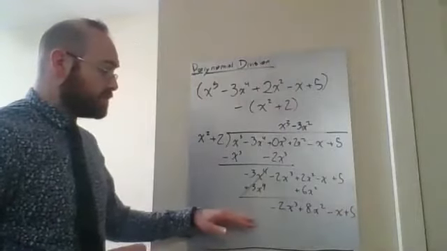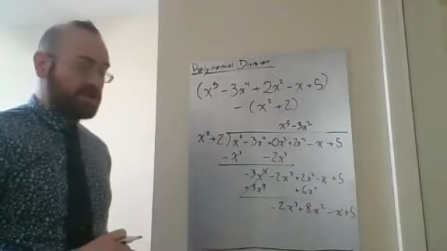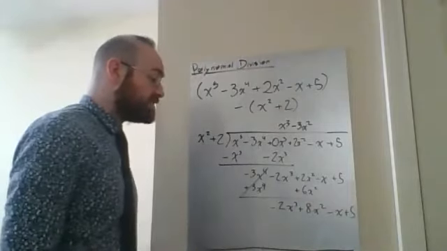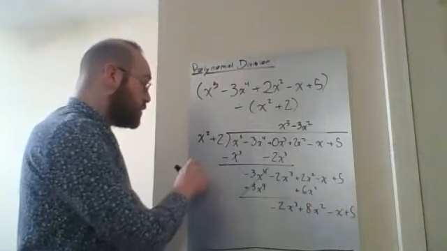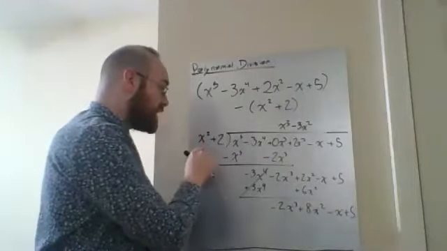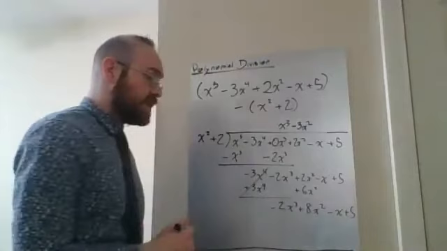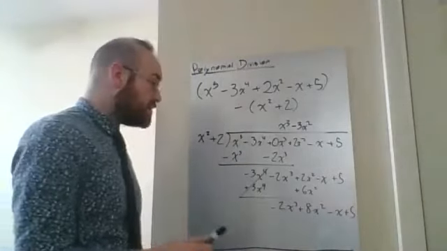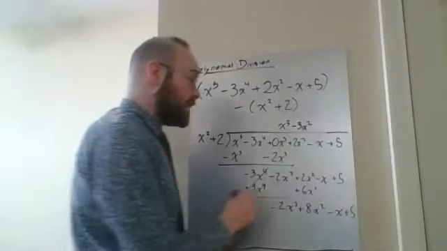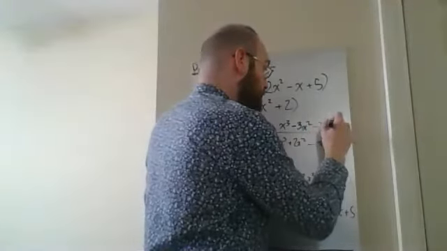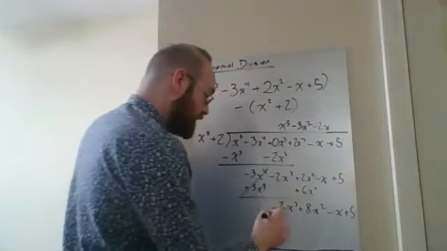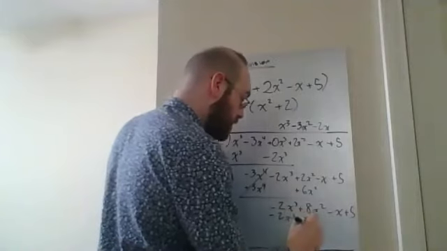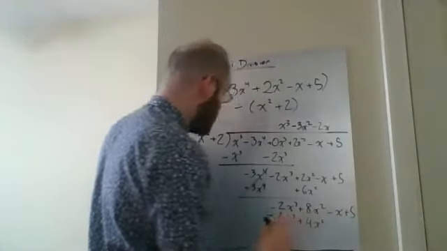Now I'm getting close to how far down the screen you can see, so soon I'll have to erase some of this work, but we're going to continue repeating the same process. And right now, I need to figure out what do I multiply x squared by to get negative 2x cubed. And as you might have thought, all I need to do is multiply it by negative 2x. So minus 2x. So then I have negative 2x cubed plus 4x squared.